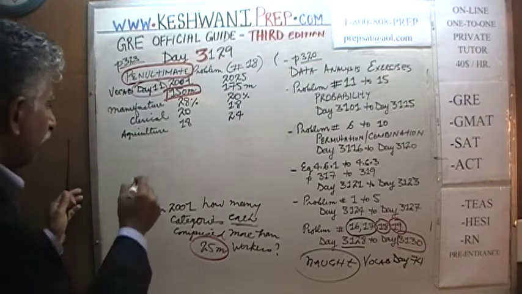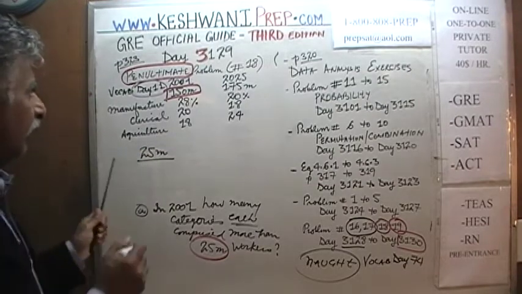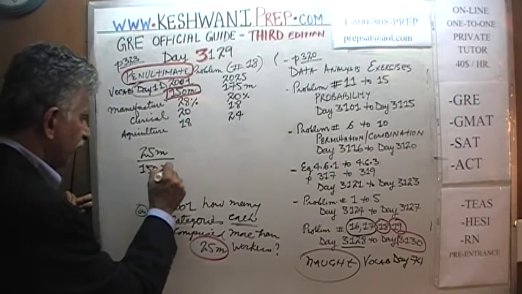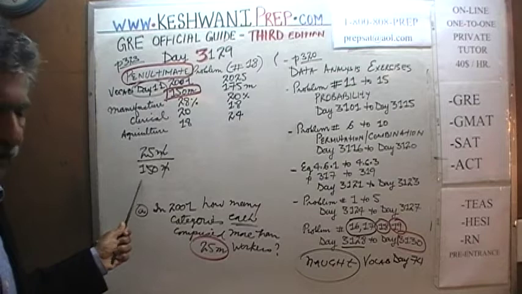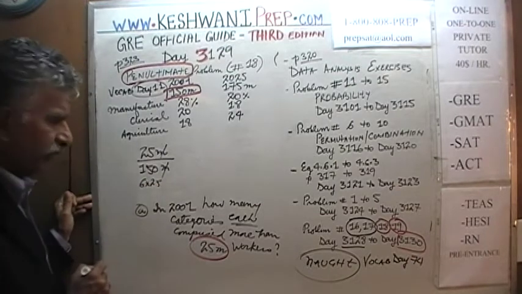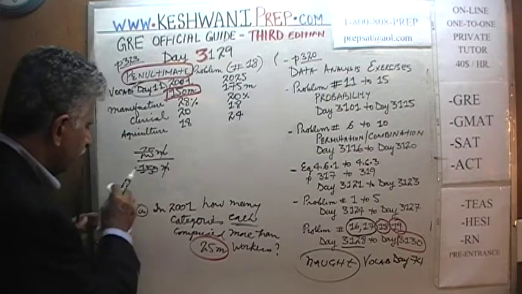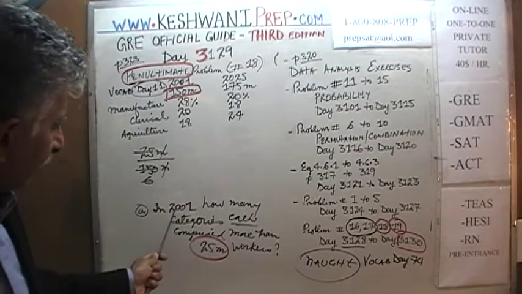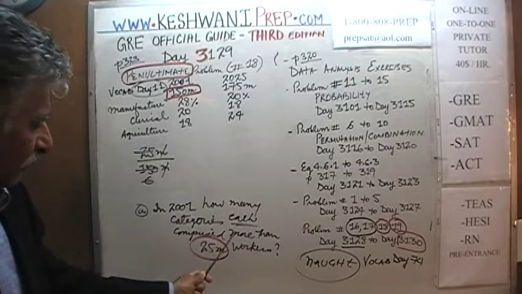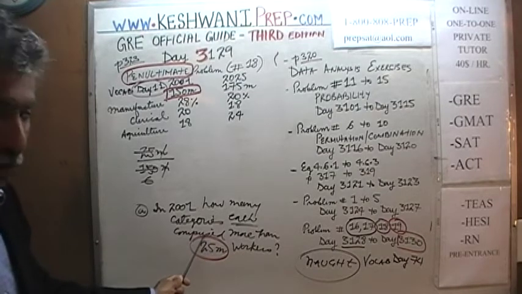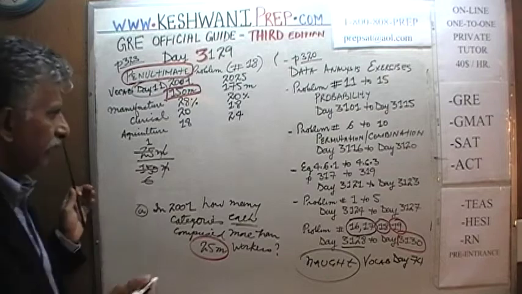So 25 million workers, so we're looking for which categories employed more than 25 million workers. 25 million workers is a cutoff, but the total was 150 million. Millions cancel out. 25 divided by 150, if you divide top and bottom by 25, 25 is going to go away, and 150 will become 6. Now the question reads, in 2001, how many categories each employed more than one sixth of all the workers? Well, let's carry on here.